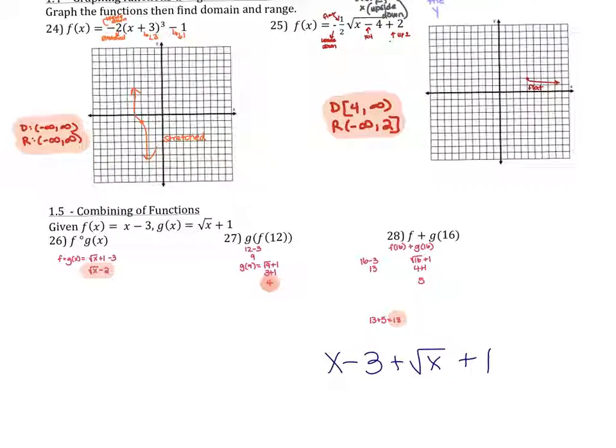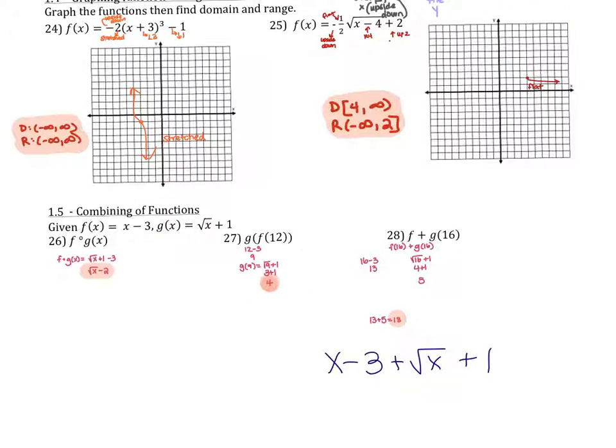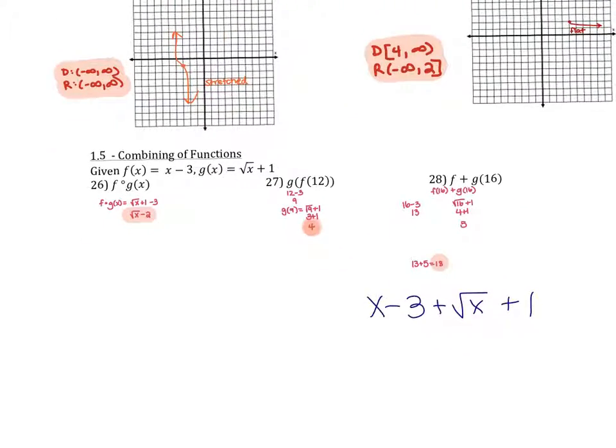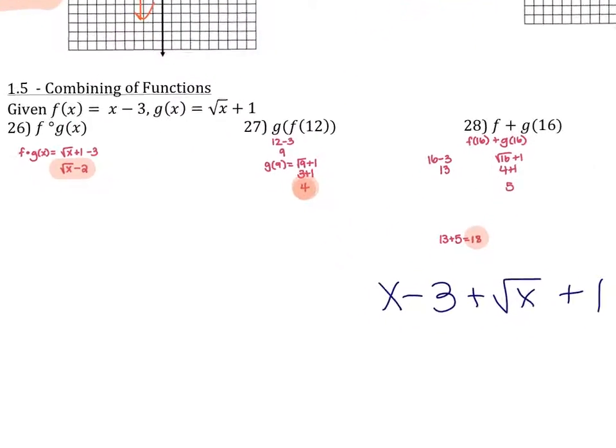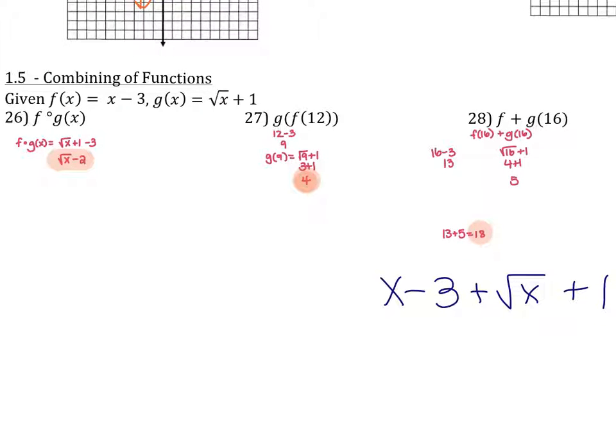And then 26, 27, 28, where you're combining your functions. So 26, f of g of x should have been the square root of x minus 2. 27, g of f of 12, sorry. Take the 12, plug it into the f, you would have gotten 9. Take the 9, plug it into the g, and you get 4. And then 28, f plus g of 16 means find f of 16 plus g of 16. F of 16 was 13, g of 16 was 5. Add those together, you get 18.